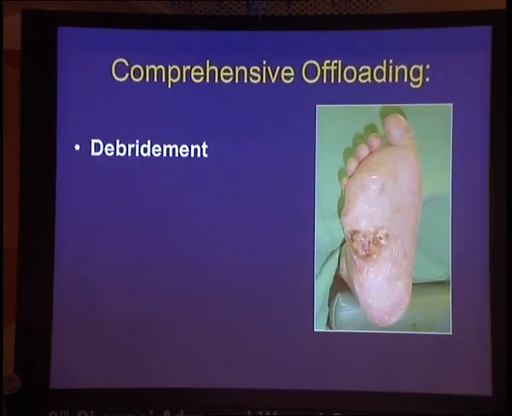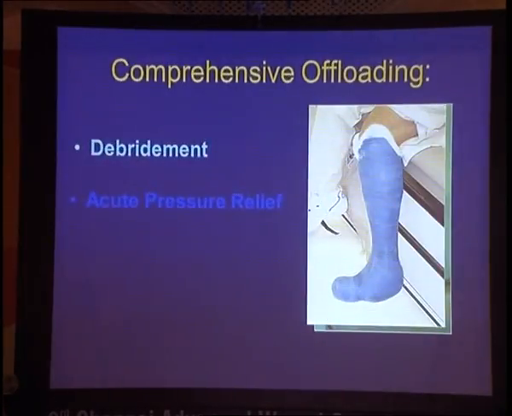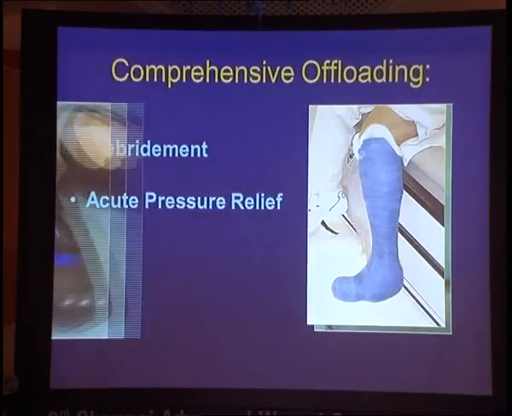So offloading, we talked about in previous discussion. There are 4 components to offloading. We're going to spend good time at this meeting talking about each one of them. The first is debridement, and we'll talk about that shortly. The second is acute pressure relief, which was discussed earlier with total contact casting being the best method, and then removable cast walkers would be the second best method.